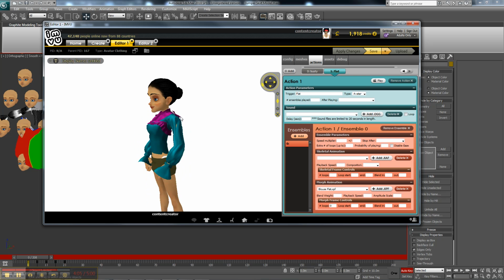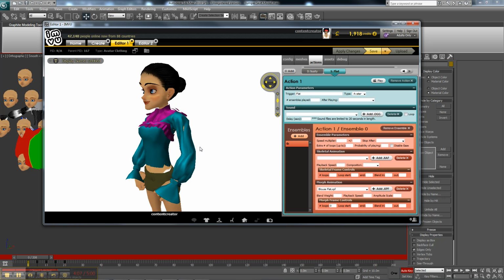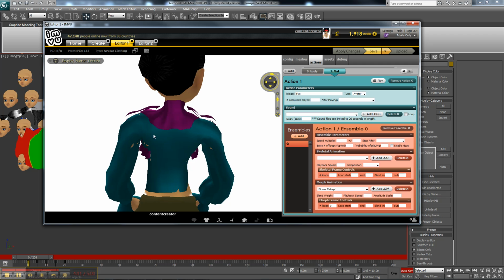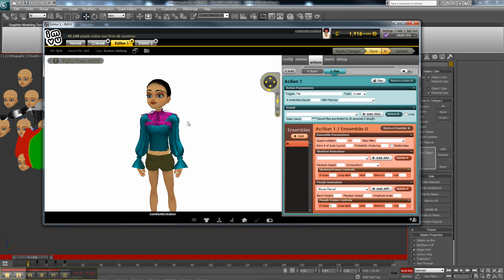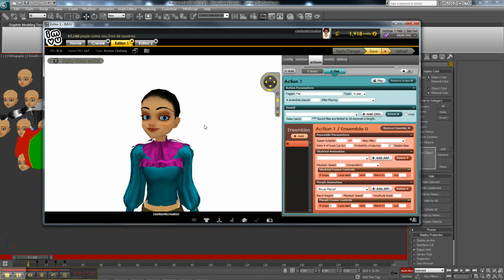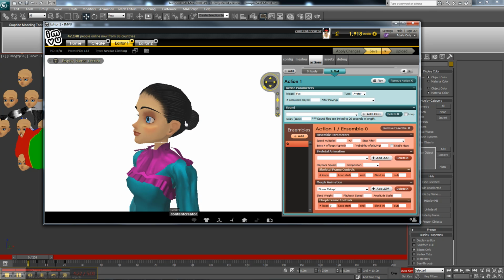There is considerably less clipping, but I still have a little clipping that I have to address. The hands are clipping through, and the sleeves aren't weighted to the hands, and I am having an issue with the neck, which I'm going to have to address.